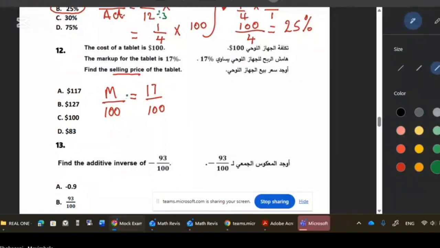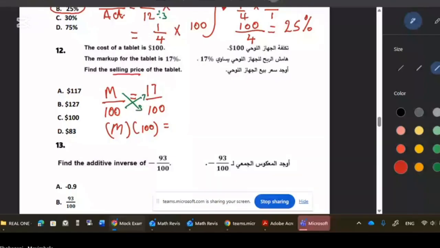Cross multiply. Okay, we can cross multiply now. We have M multiplied by 100. There are many ways to do this. Some teachers maybe use a different method, which is also fine.